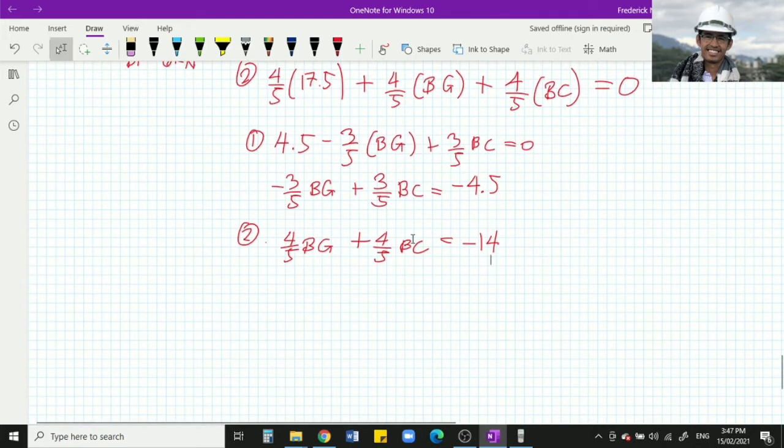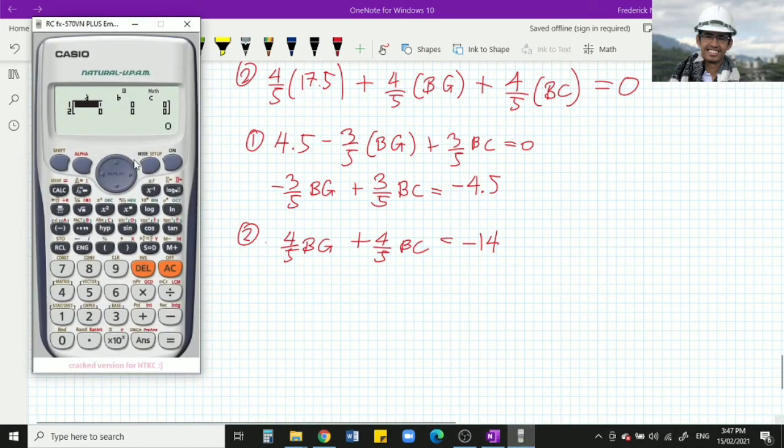Pwede na natin itong idiretso doon sa ating calculator. Okay? So, mode 5, then yung 1 yung gagamitin natin. Then, input lang natin ito, diretso. So, that will be negative 3 over 5 for BG, then plus 3 over 5 BC, so that will be 3 over 5. Equals. And yung C natin, negative 4.5. Equals. And equation 2, that will be 4.